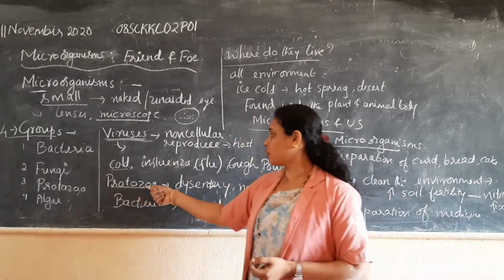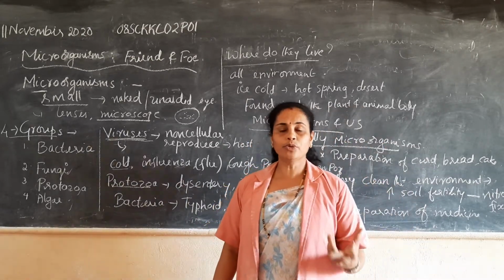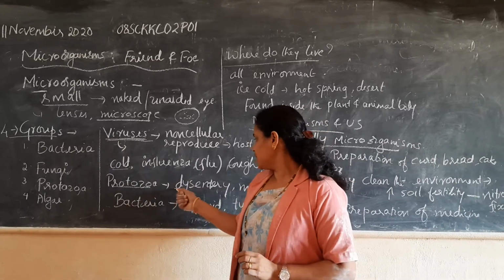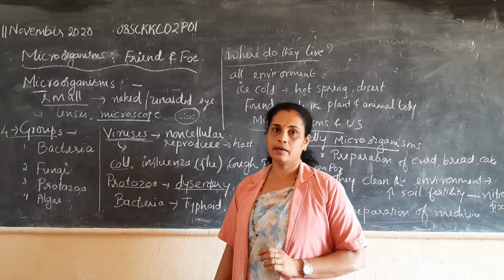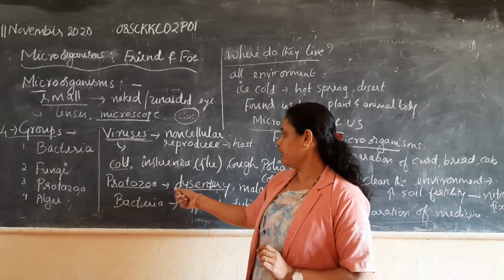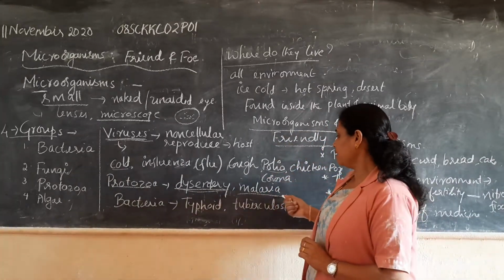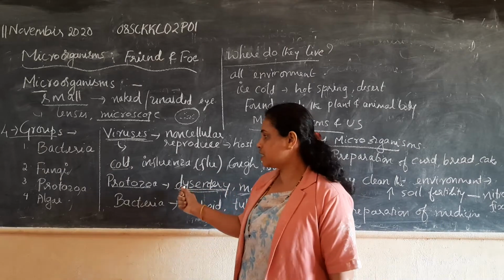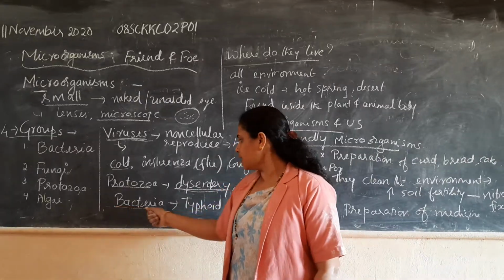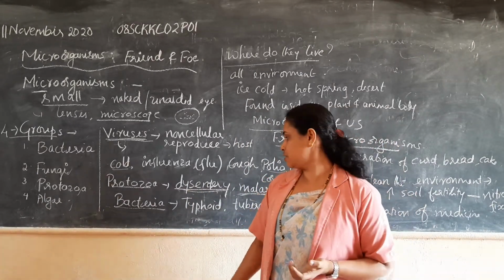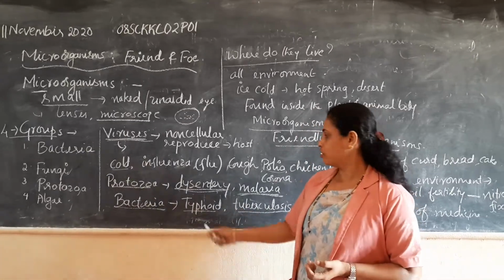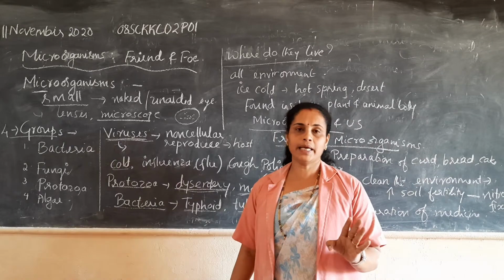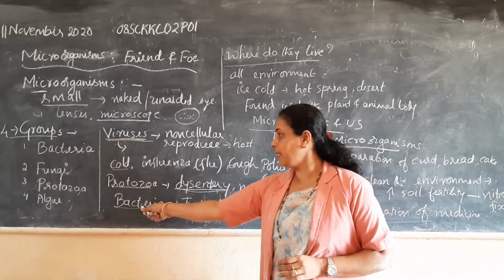Then some diseases are caused by protozoa. Protozoa are nothing but primitive unicellular organisms. Some diseases like dysentery, that is amoebic dysentery, are caused by Entamoeba histolytica. Dysentery is nothing but loose motion. Then malaria, a type of fever, is caused by Plasmodium vivax. So malarial fever and dysentery are caused by protozoa. Then bacterial diseases. Bacteria also cause diseases like typhoid and tuberculosis. One is typhoid fever, then another one is tuberculosis, shortly called TB. So typhoid and tuberculosis are caused by bacteria.